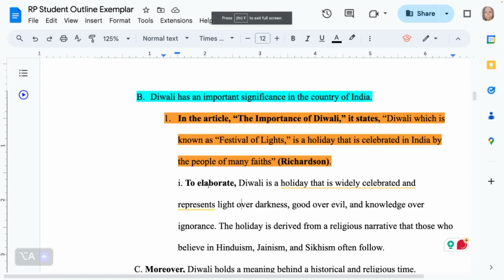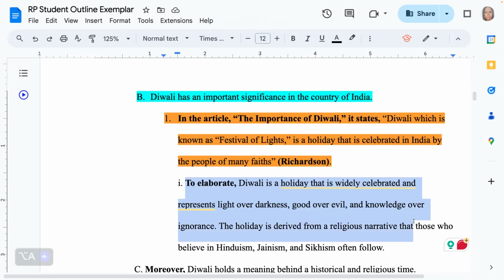Okay, so here we are within our explanation. Notice she has a stem to elaborate. Diwali is a holiday that's widely celebrated and represents light over darkness, good over evil, and knowledge over ignorance. The holiday is derived from a religious narrative that those who believe in Hinduism, Jainism, and Sikhism often follow. So her explanation actually is coming, basically after sitting down, trying to connect the dots, she's brainstorming how this quote pertains to the significance of Diwali in India. So this is great. That is her explanation.